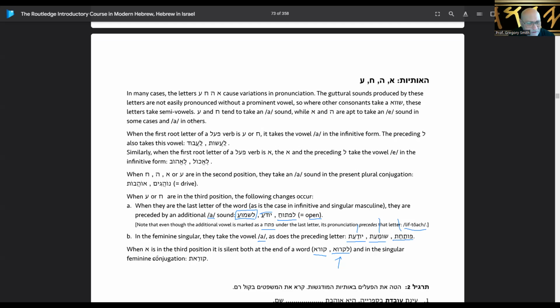Okay, and in the singular feminine conjugation, koret, which is she is reading. So that'd be like hi koret. Yeah, she reads. היא קוראת. Yeah, she reads. Okay, all right.